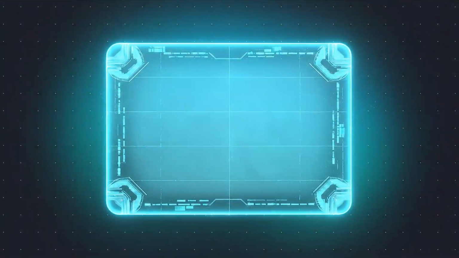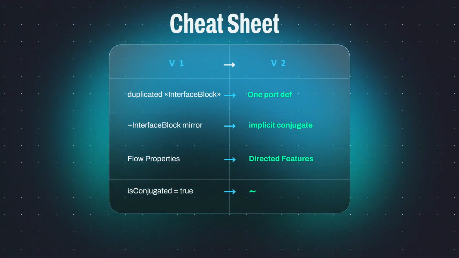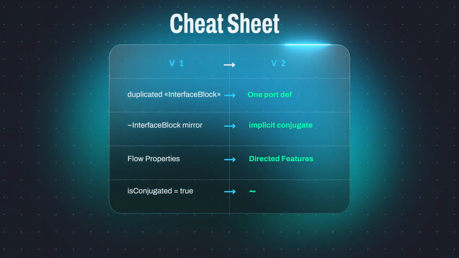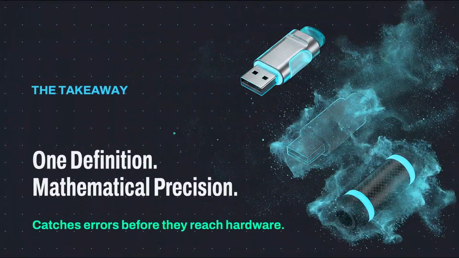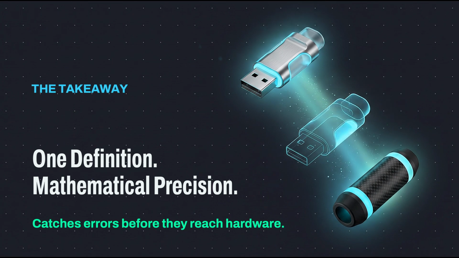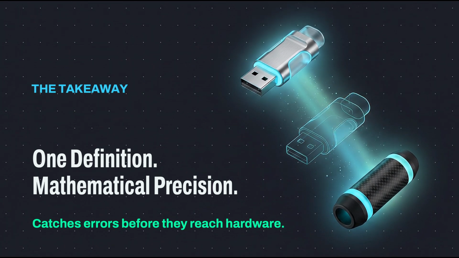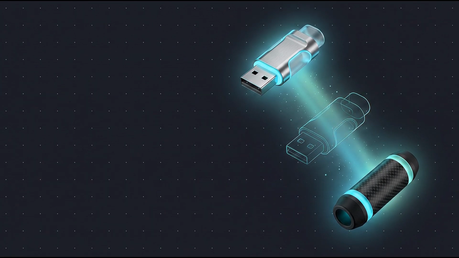Before we wrap up, let's look at a quick side-by-side recap of how these concepts map from V1 to V2. That is the true utility of conjugation in SysML v2. A single, reusable port definition and a native conjugation shorthand that gives tools the mathematical precision to catch connection errors before they ever reach physical hardware, all without cluttering your model with duplicate definitions.